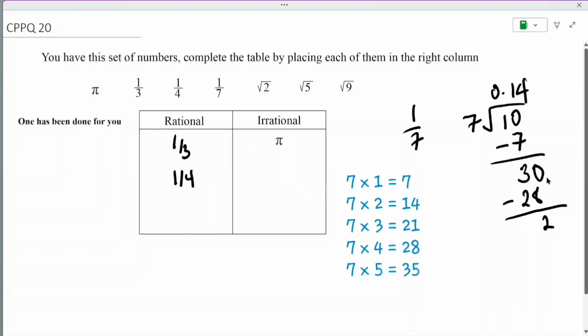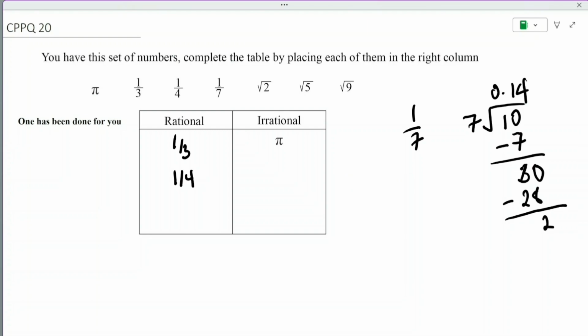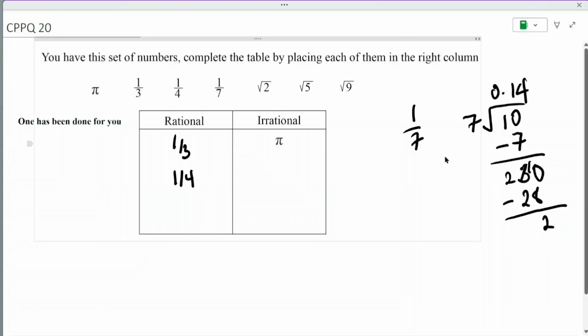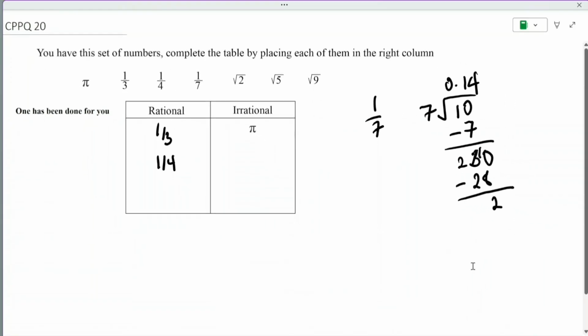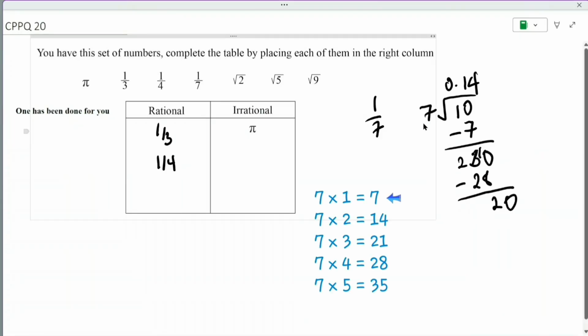Because 0 minus 8, 0 is less than 8, that won't work. So we borrow 1 from the 3. You'll be left with 2. This is now 10. 10 minus 8 will give you 2. So we have 2. Then 7 divided by 2 is impossible. 2 is less than 7, so we increase the 2 to 20 by adding a 0 to it. 7 times 1 is 7. 7 times 2 is 14. 7 times 3 is 21.